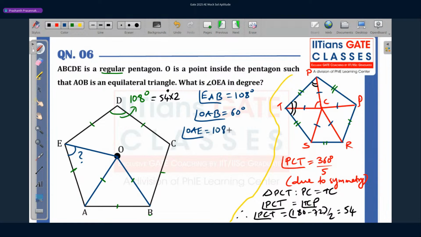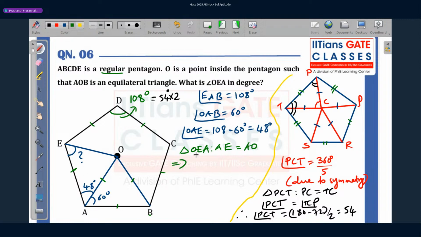Going to be 108 minus 60 degrees, which is 48. Mark this all, 60 degrees and 48 degrees here. Now let's look at triangle OEA. I have AE equal to AO.